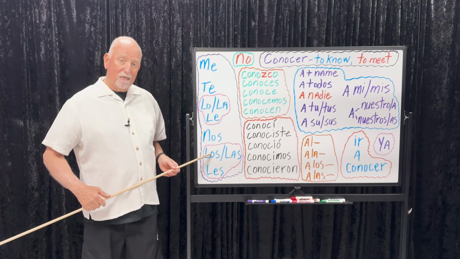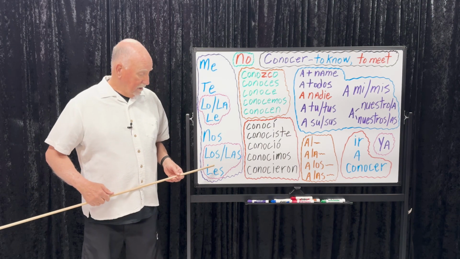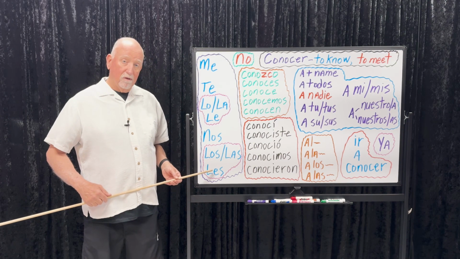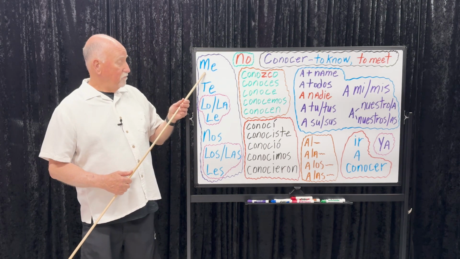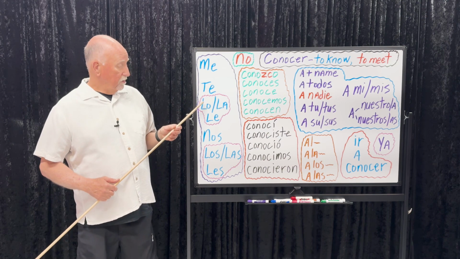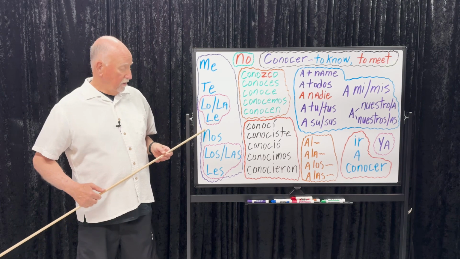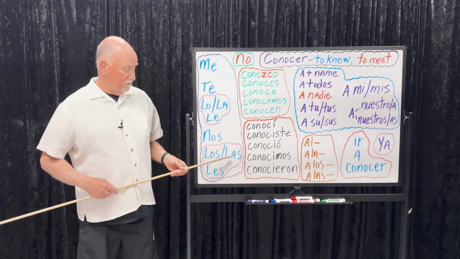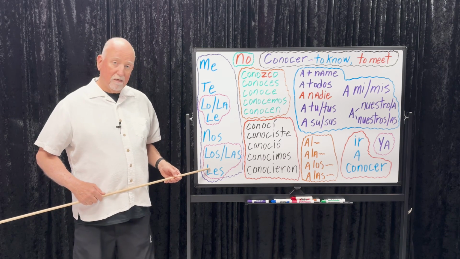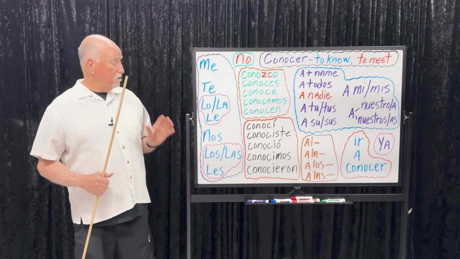Los would be them, all guys, or a mixed group. This would be las, them, all girls. And then les could be them, either male or female, masculine or feminine. So we have me for me, te for you, lo for him, la for her, le for him or her. We have nos for us, los for them, las for them. This would be them, all girls. Anything else that's not all girls would be los for them. And then les could be them, all girls, or not all girls. So those are our pronouns.